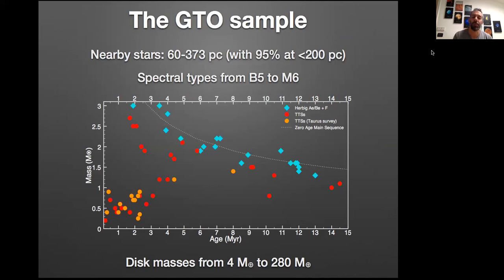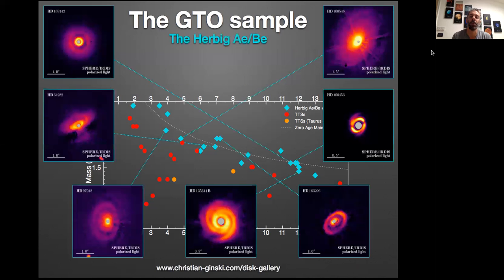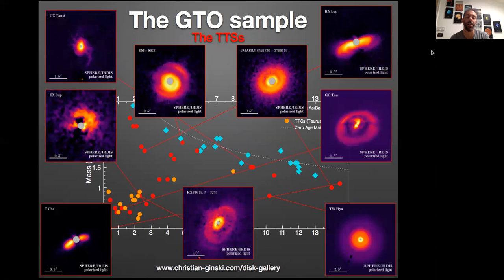This is an age versus mass diagram of the GTO sample that we have built. You can see that we have a number of big stars that were the first objects to be observed. Some of them were already imaged, already known before the GTO of SPHERE. Some others have been imaged for the first time. But then we slowly moved to T-Tauri stars, which are technically a little bit more challenging because of the relative faintness of the star compared to the Herbig.